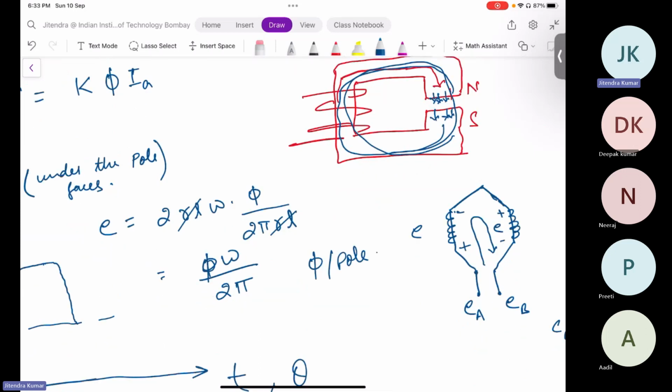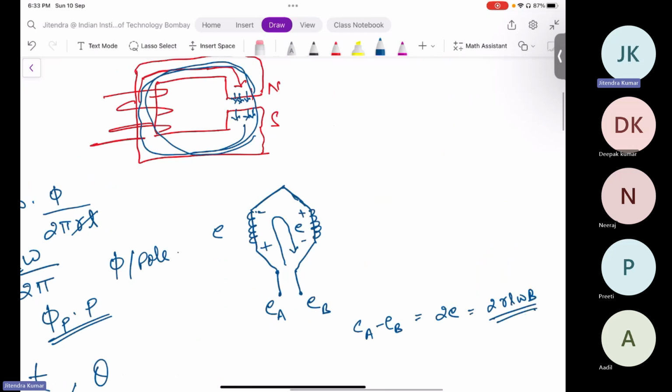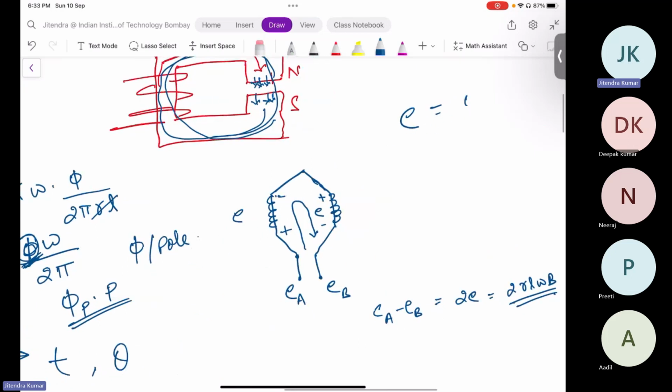So if you further break it, flux per pole, this is the total flux. So flux per pole will be phi p into p. This will be the total flux. Here we are using total flux, and total flux is flux per pole into number of poles. So if we further simplify it, it will be phi p into p into omega by 2 pi.